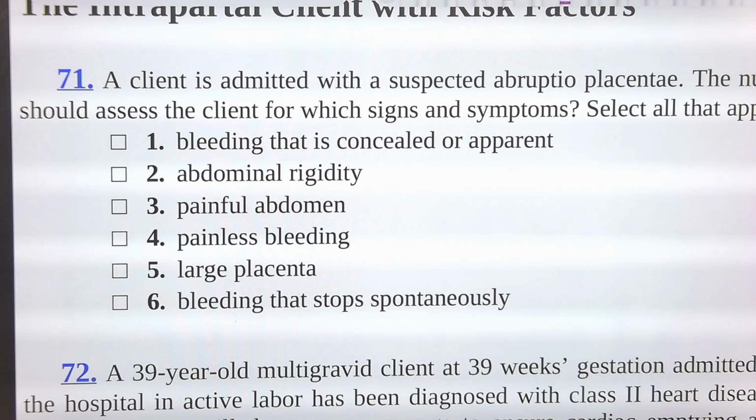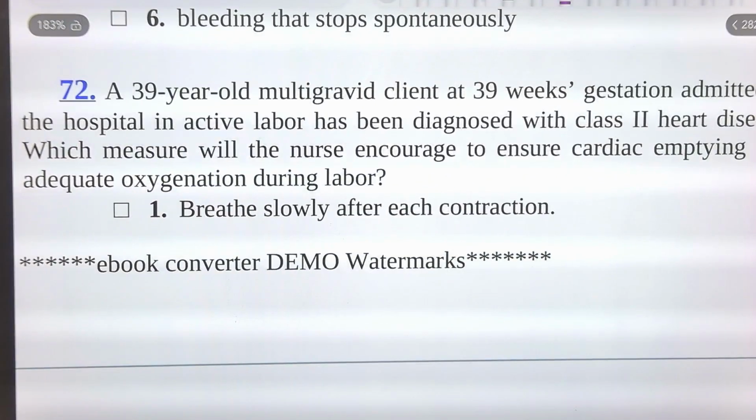Bleeding that is concealed or apparent. Answer number 1 will be the correct one. Abdominal rigidity and painful abdomen. Next question.